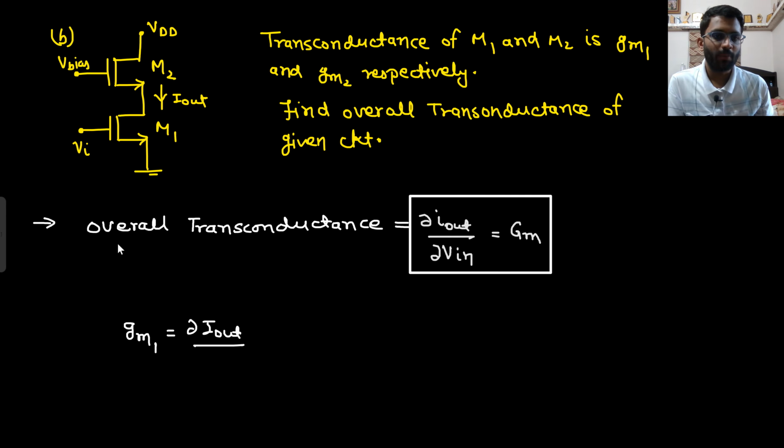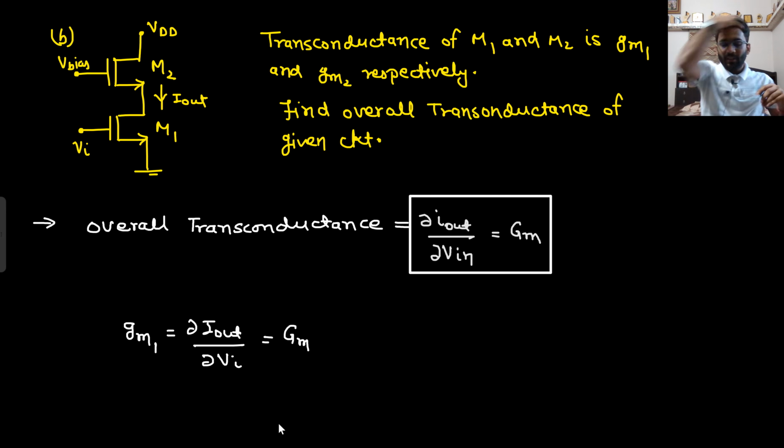What is the input voltage for transistor M1? That is del V. Isn't it the same as capital GM? That's your answer. What do you need to find? The overall transconductance. No matter how many transistors you add up, you can add up M3, M4, M5, M6, M7, but the input is applied to M1 only.